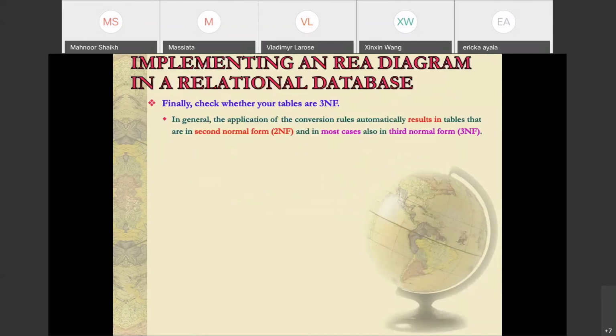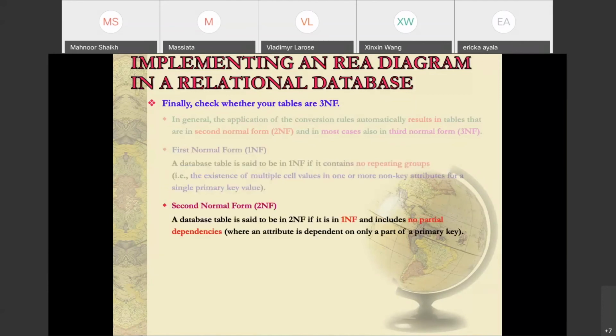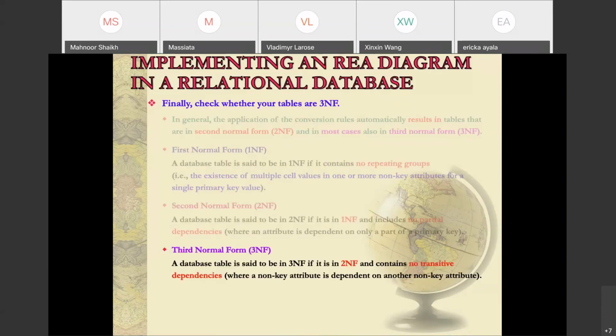So after we do all the conversion, we need to check whether this table is a normalized, in normal form, table. This is very important. And once again, I'm going to talk about the concept of first normal form, second normal form, and third normal form. This will definitely be on the final exam as well. Okay?